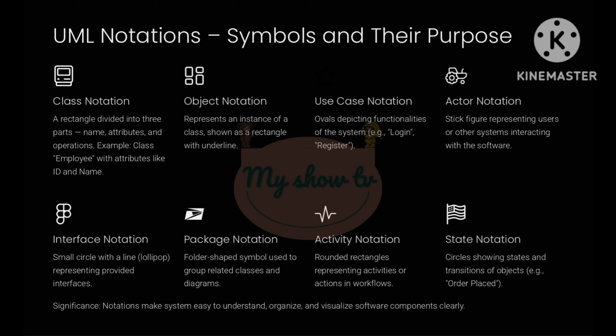Interface notation, represented as a circle with a line, shows what functionality a class promises to provide. Package notation looks like a folder and is used to group related classes or diagrams to organize the design. Activity notation is for modeling workflows or processes, like the steps involved in placing an order. State notation shows various states of an object. For example, an order could be pending, shipped, or delivered. So, notations help us represent complex software components clearly and understandably.